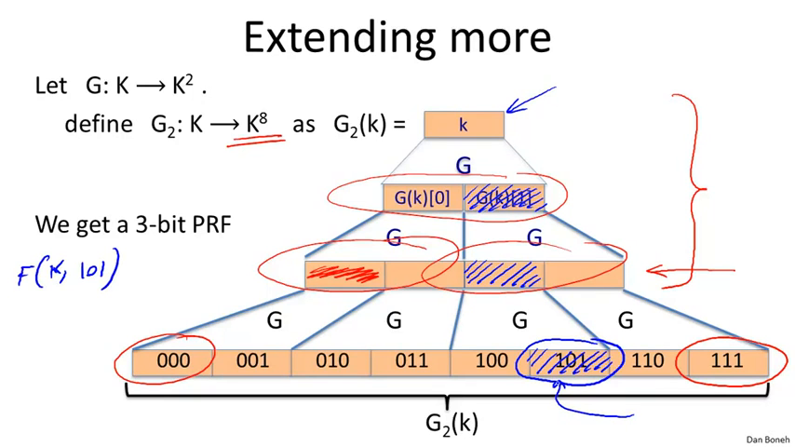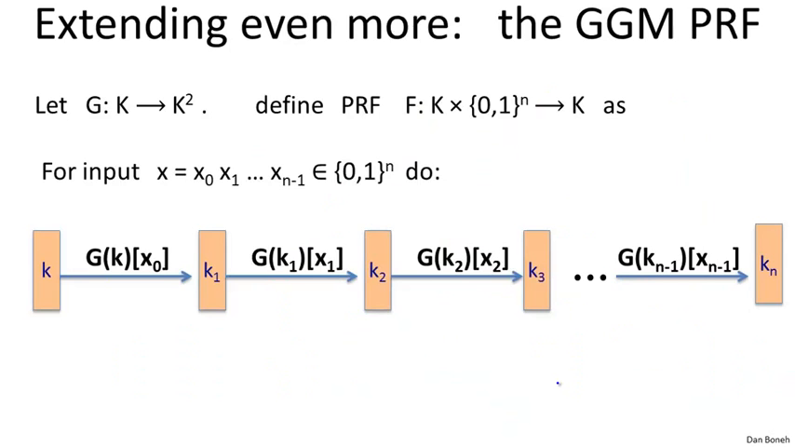Well, if it worked 3 times, there's no reason why it can't work n times. And so if we apply this transformation again and again, we arrive at what's called the GGM PRF. GGM stands for Goldreich, Goldwasser, and Micali. These are the inventors of this PRF. And the way it works is as follows.